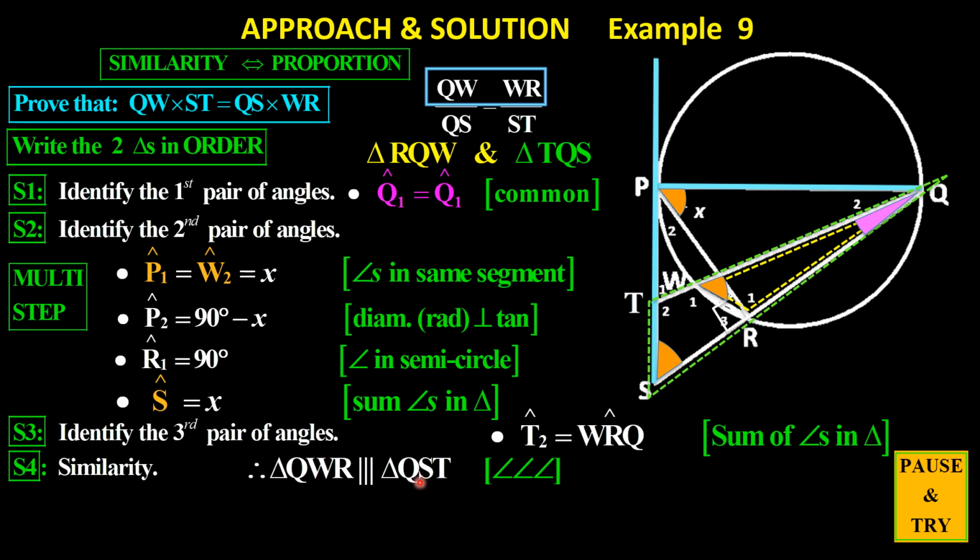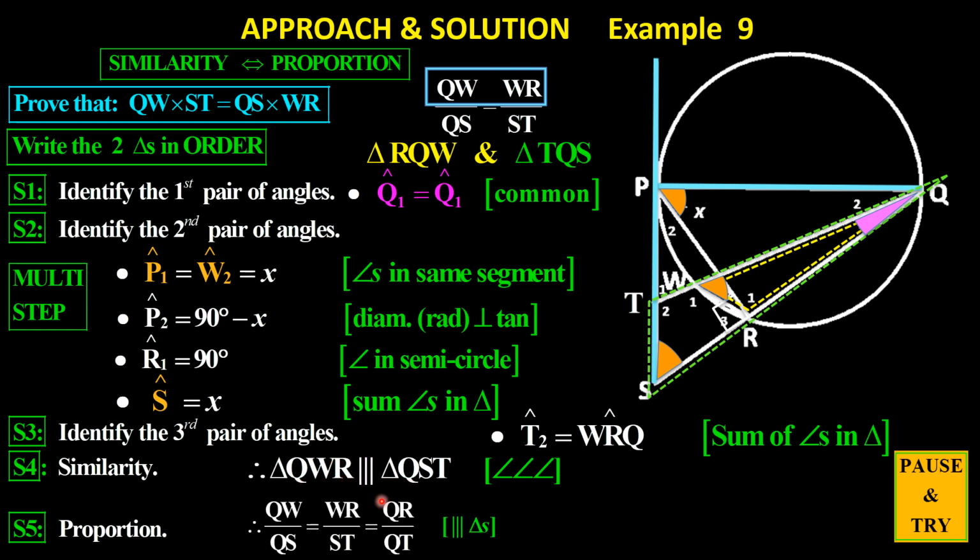And once we have the similarity, what do we get next? That's correct, we get the proportion, right? And what would the proportion be? The first two over the first two, the last two over the last two, that should be easy now. So there we get the proportions: QW over QS, and WR over ST, and QR over QT. But this is not what we want. We want that expression. So we need a QW, so we definitely need the first fraction. ST, we need the second. So that's the pair that we will need.